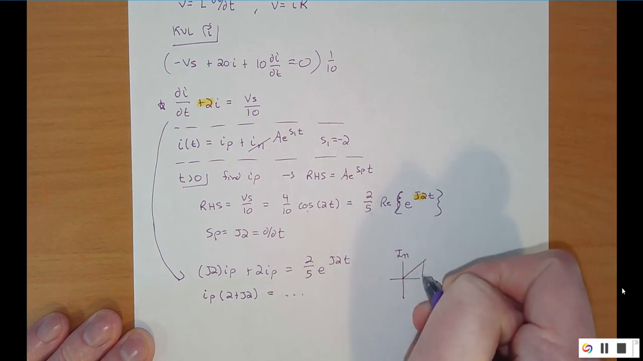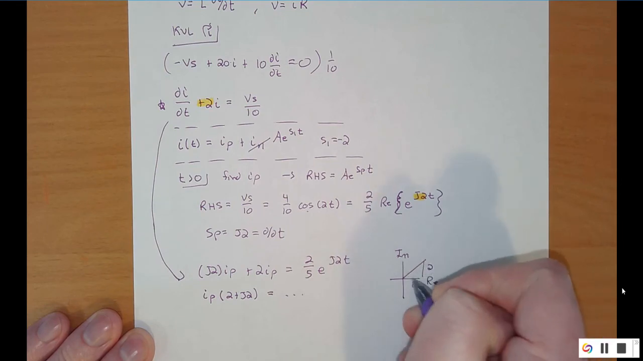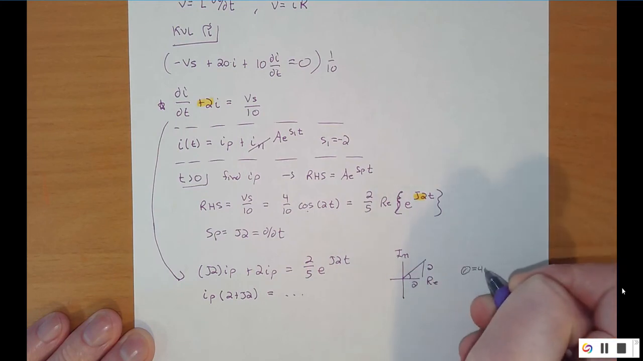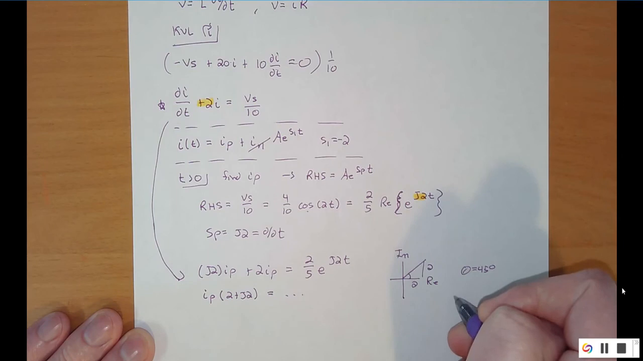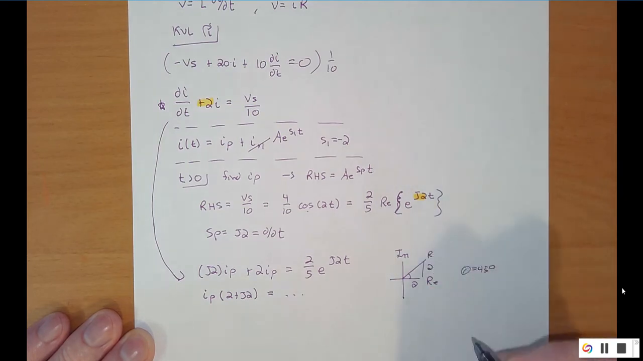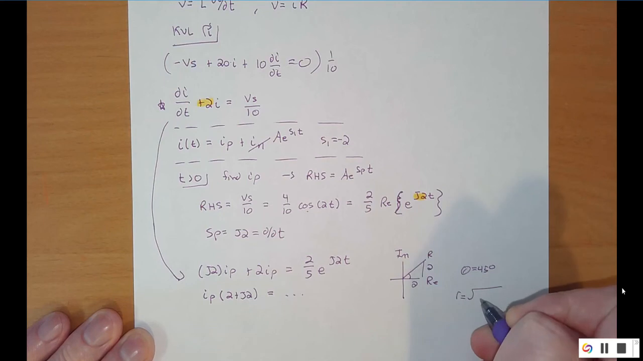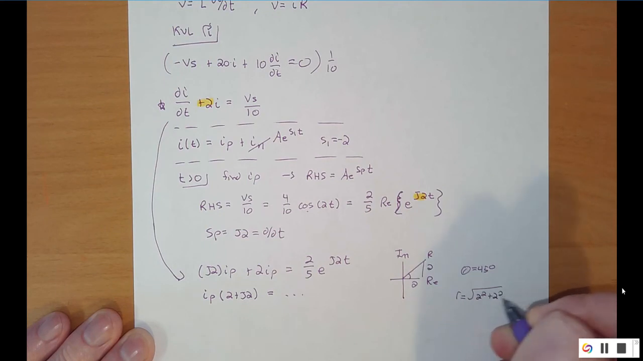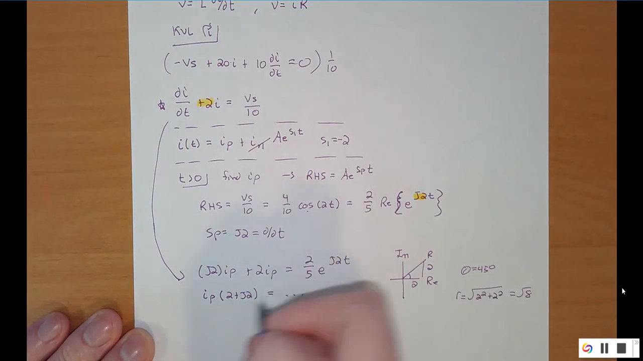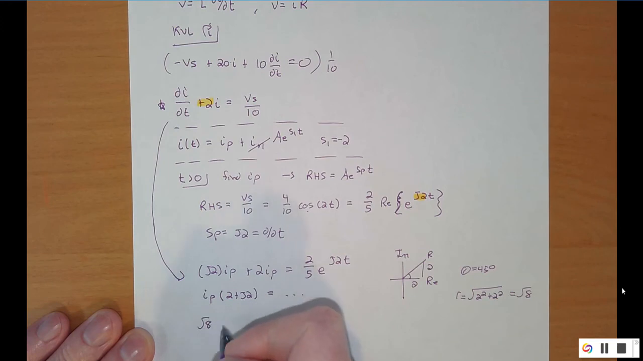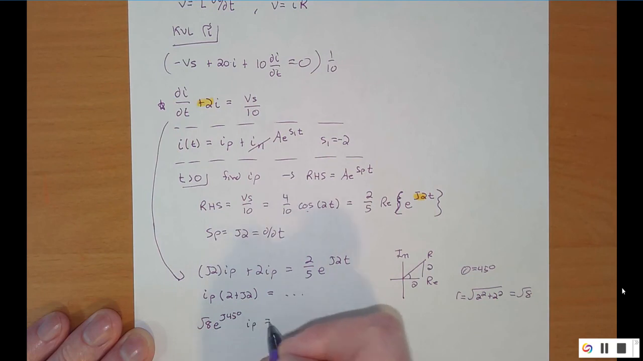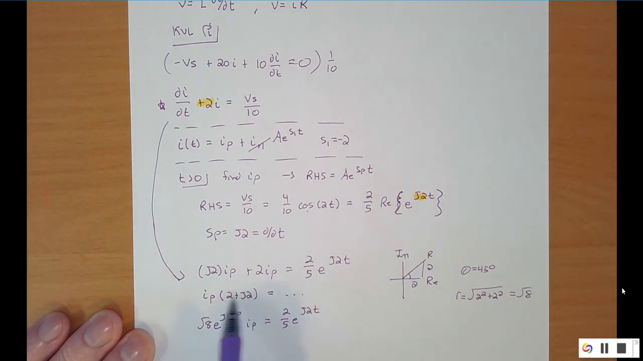So we have the real part. We have the imaginary part. We draw this. So we have 2 in the imaginary, 2 in the real. So that means we know that theta is 45 degrees. And we're going to get that the r is 2 squared plus 2 squared, which is 4 plus 4, which is root 8. So when I rewrite this, I'm going to get square root of 8 e to the j 45 degrees times I particular equal to 2/5 e to the j 2t.